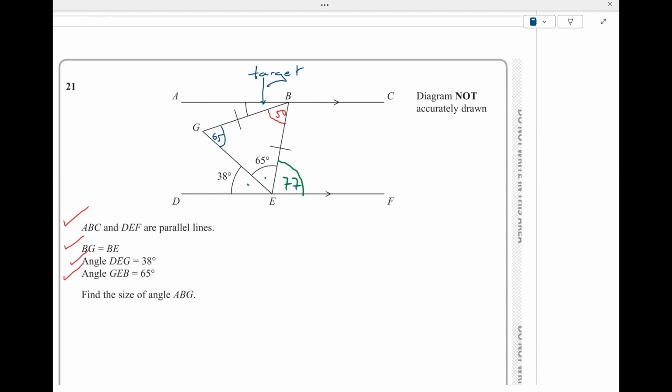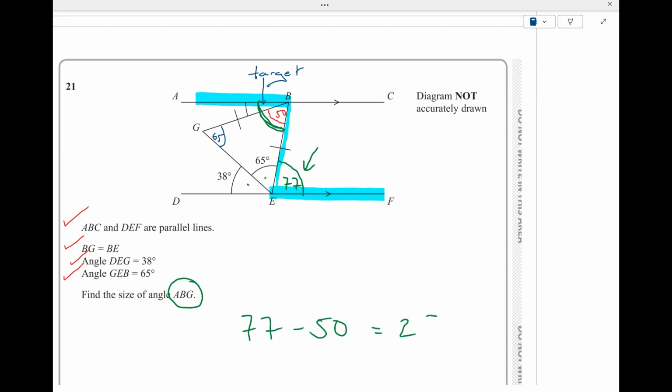Now, just a minute. Look at this. There to there to there. Aren't those alternate angles or Z angles? Isn't that whole angle got to be equal to the 77? In which case, my target angle is going to be 77 minus the 50, 27. And that's my answer for question 21.